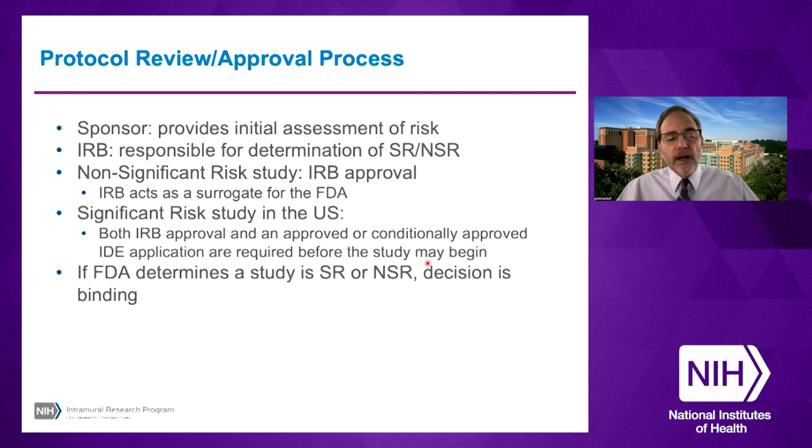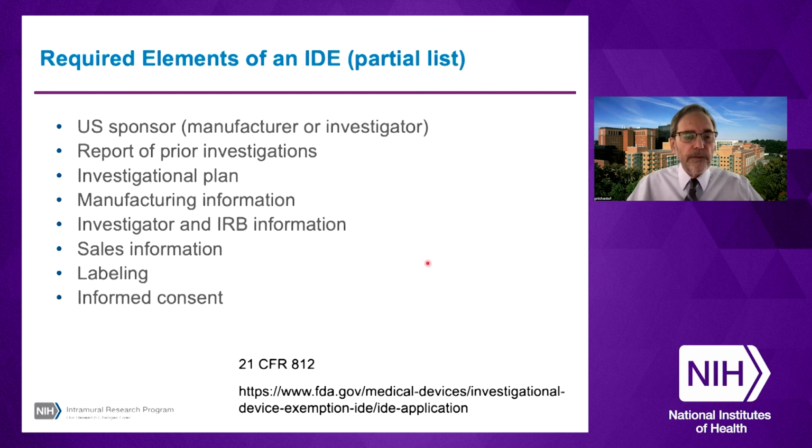If at any point the FDA determines that a study is significant risk or non-significant risk, the decision's binding, and that can go either way. I've seen studies where it was sent to the FDA because the IRB thought it was a significant risk study, and the FDA said, no, it's a non-significant risk study. They send it back to the IRB, and it is a non-significant risk study because the FDA said it was. They are the overriding authority, overall authority.